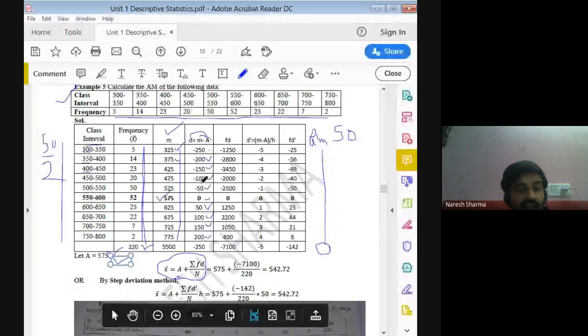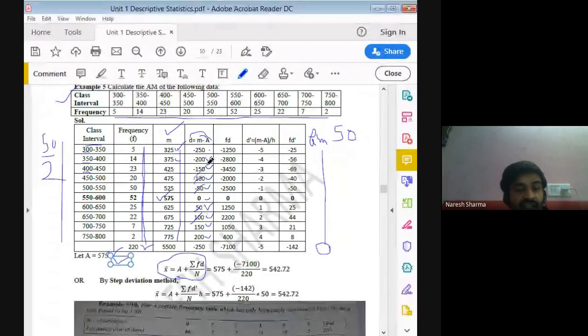You just needed to add this. Once you add, you see there 50 is positive and negative, 100 is positive and negative, 150 is with positive and negative, 200 is with positive and negative. So we are left with only minus 250. Now the product f into d, just multiply this respectively.